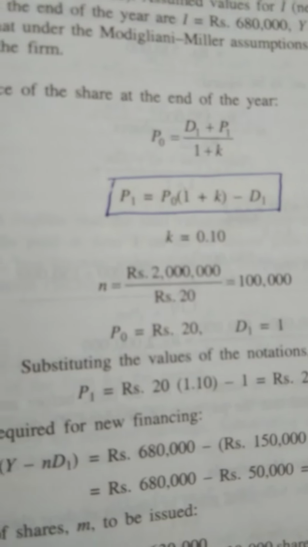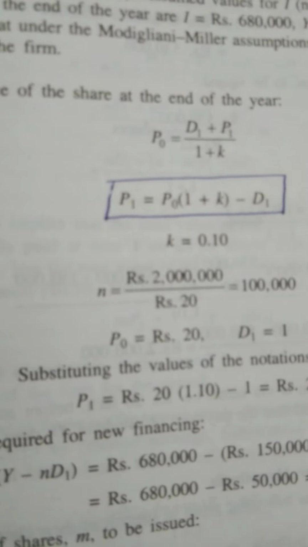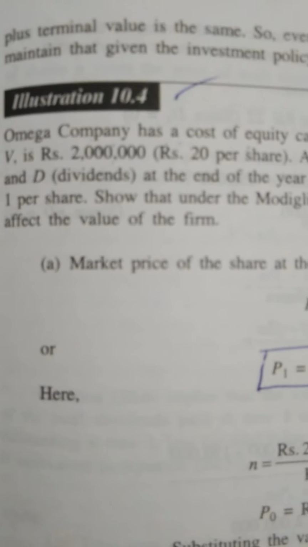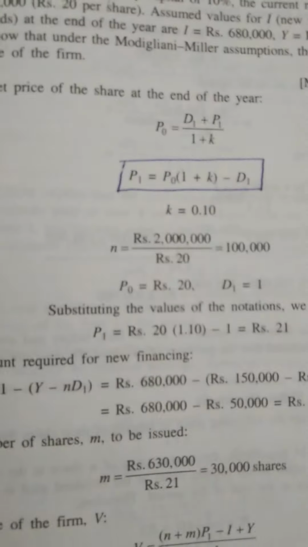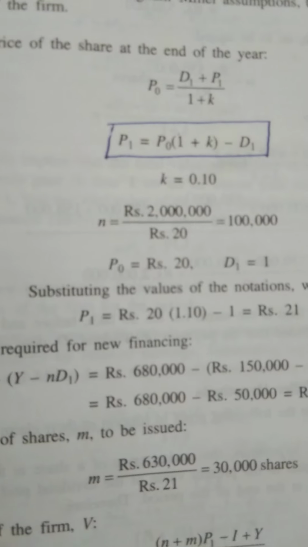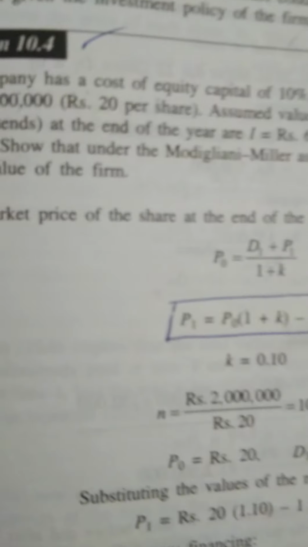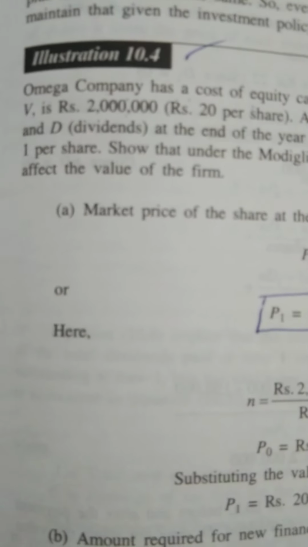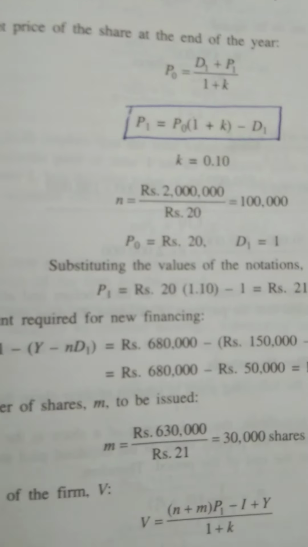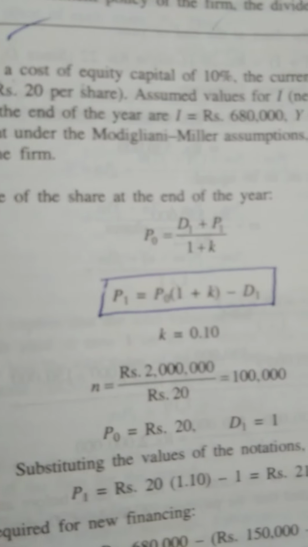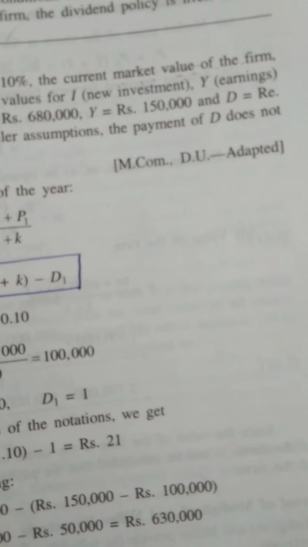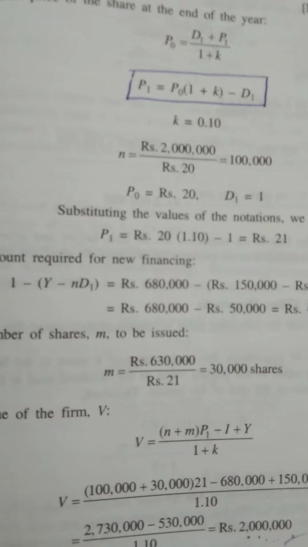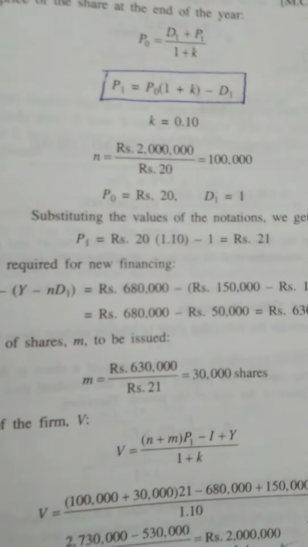Now, what will be the number of shares? 20 lakhs divided by rupees 20, because as given, the value is rupees 20 lakh and rupees 20 per share. What is the number of shares? 1 lakh. P0, the price at the beginning, is also given: the value of a share is rupees 20 per share. D1 means the company is paying a dividend of rupee 1 at the end of the year.